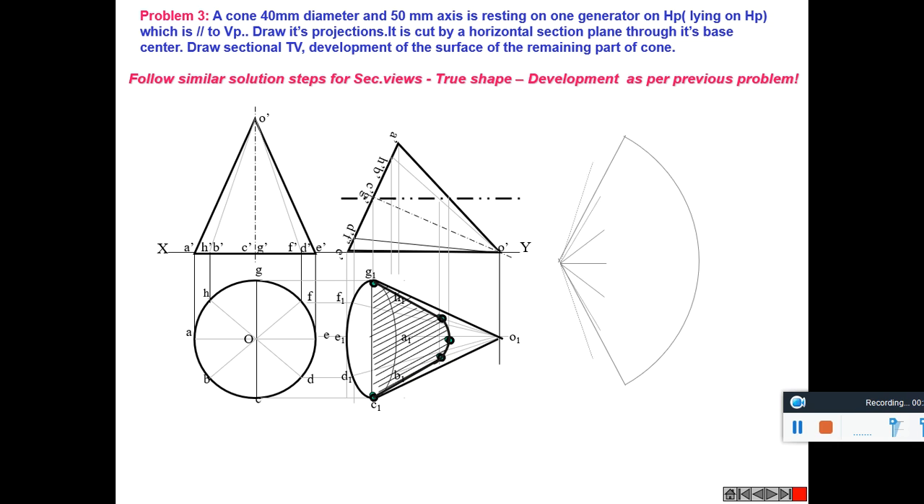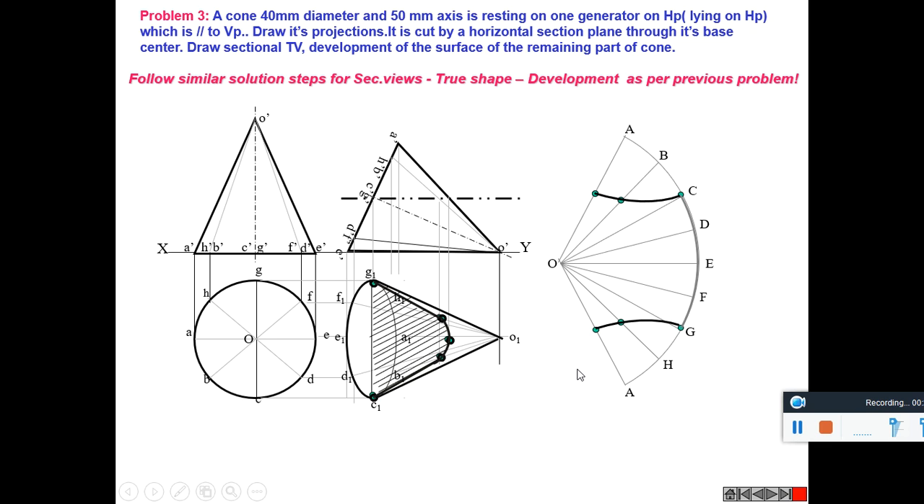Its development is drawn taking theta. Theta is equal to r by l into 360 degree. R is the radius of this portion. Length is slanted height or slanted edge, and divide it into the equal number of parts as the top view is divided. Then the corresponding points are marked. And using a smooth curve, this is joined, we get the development as well.